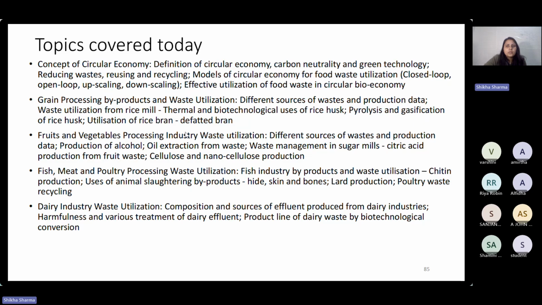Then we discussed the fruit and vegetable waste and how it is being converted into the nano-cellulose or citric acid, and the fish, meat and poultry waste, like the feathers, the blood meal, and the scales and the meat, how they'll be used. And at the end, we discussed the dairy industry waste utilization, how we treat the dairy effluent, the different techniques, and the different byproducts we can get from the fermentation or microbial activity.